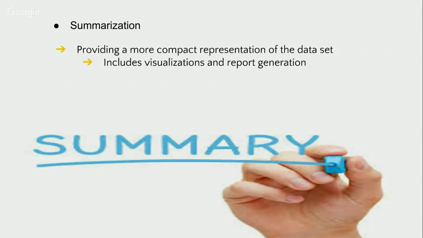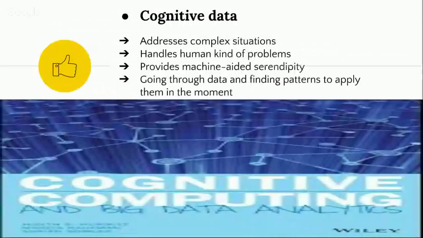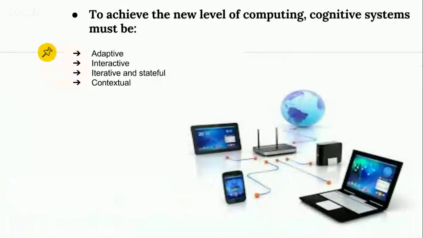Next, we will explore the various aspects of cognitive data. Cognitive data involves the addressing of complex situations, the handling of human kind of problems, the provision of machine-aided serendipity, and finally the going through data and finding patterns to apply them in the moment. In order for cognitive data to achieve the new level of computing, cognitive systems must apply to the following. They should be adaptive, they should be interactive, they should be iterative and stateful, and finally be contextual.